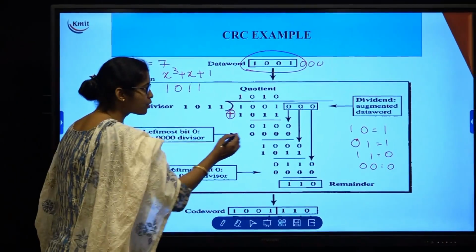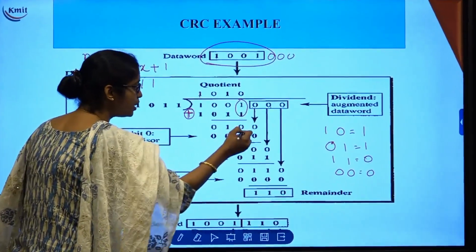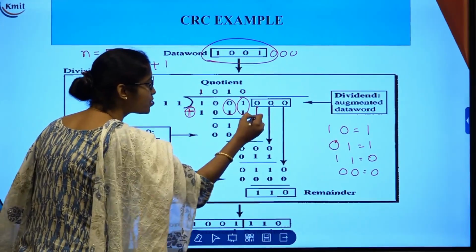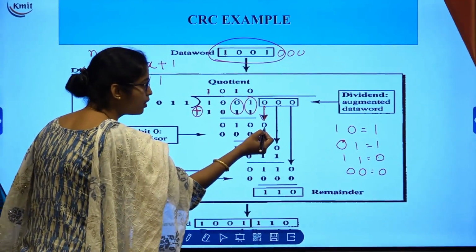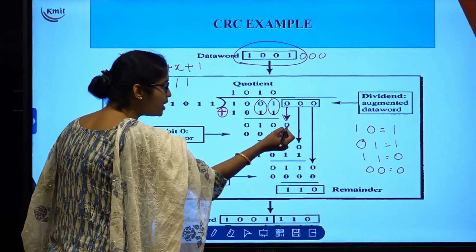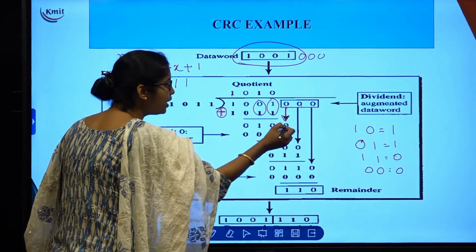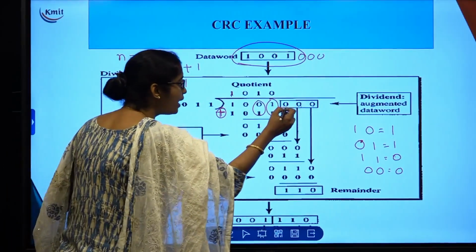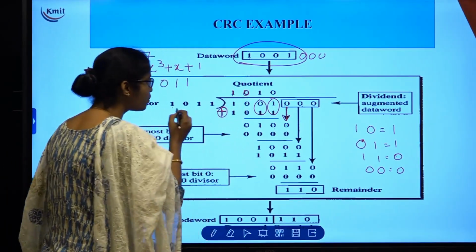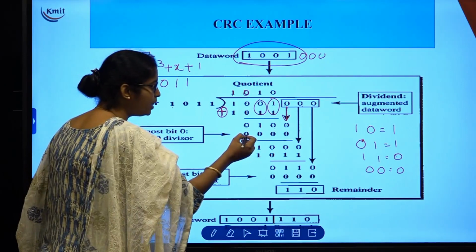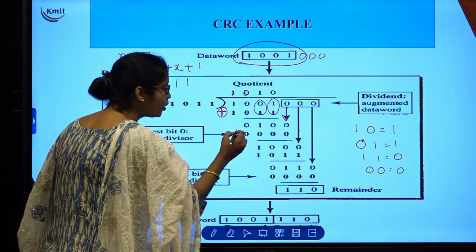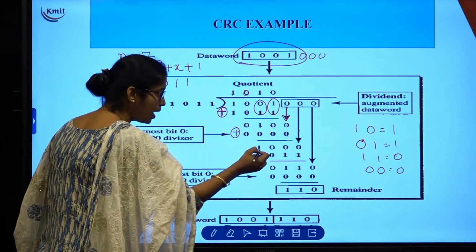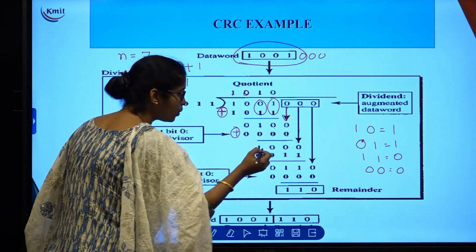I will perform the XOR operation. 1 1 is 0, 0 1 is 1, 1 0 is 0. Then I will take the next input. What is the next input? 0. But if you see, these 3 bits will not be enough. I need 4 bits. So what will I do? I will write 0 times 1011, which gives me 0. Then again I will do an XOR operation where I will get 0, 0, 1, and then I will take the next 0. I have 4 bits.